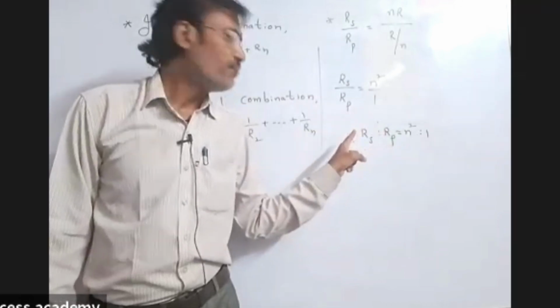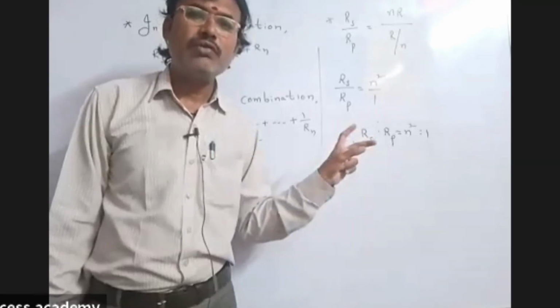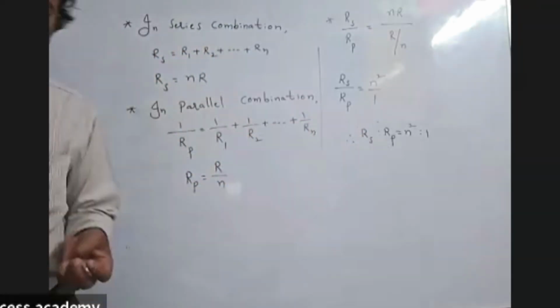Now, what's the formula? Rs is to Rp equal to N square is to 1. So you need to remember these things for solving the problems, right?